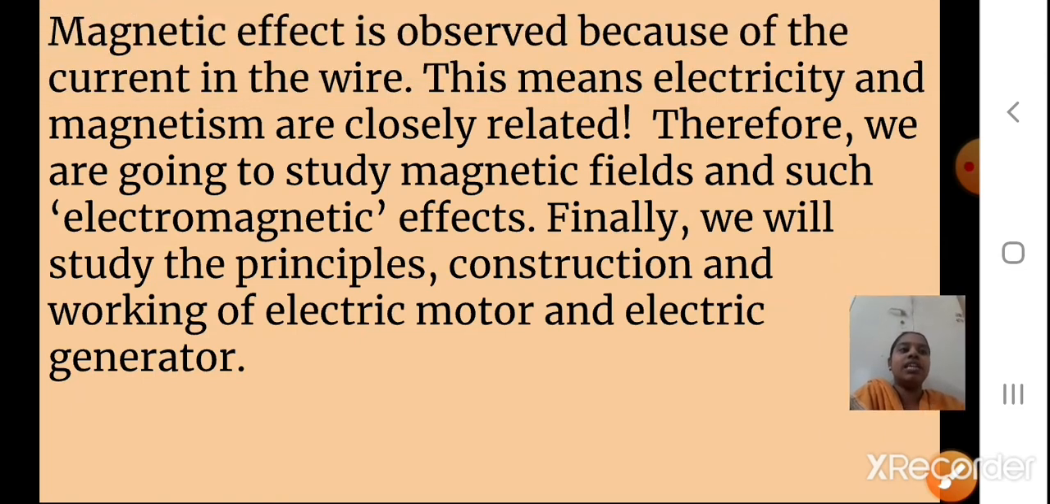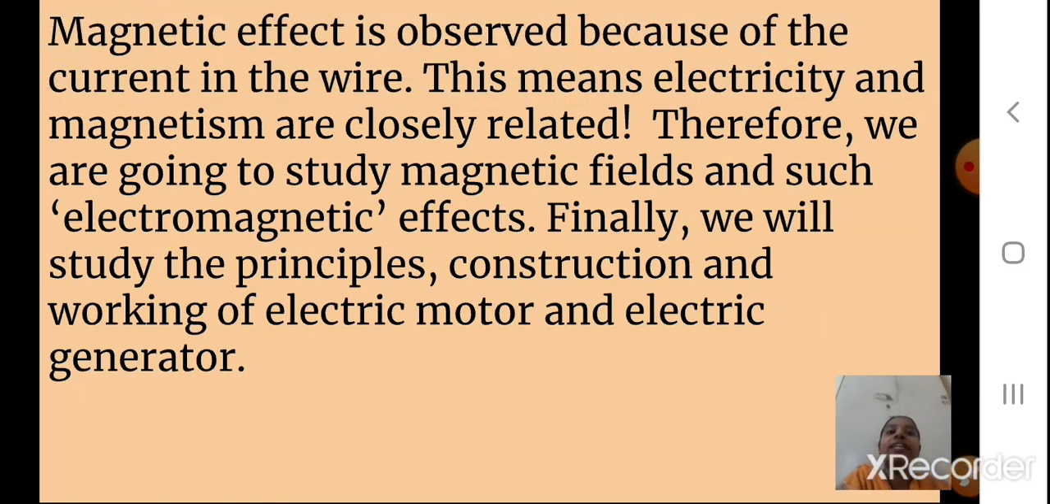So we'll just see here what it is telling us. Magnetic effect is observed because of the current in the wire. Because of what, students? Because of the current in the wire. This means electricity and magnetism are closely related. As I told you, now we came to know that they are closely related. Therefore we are going to study magnetic fields and such electromagnetic effects.